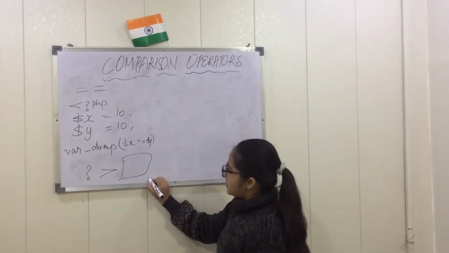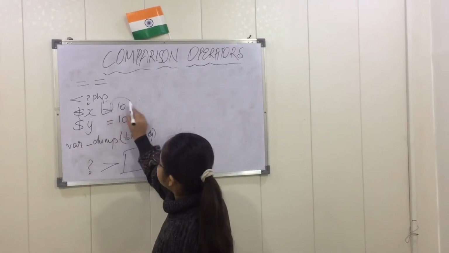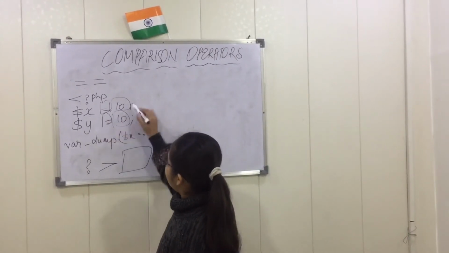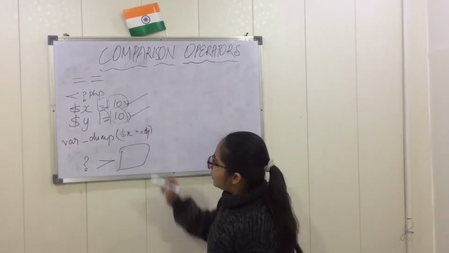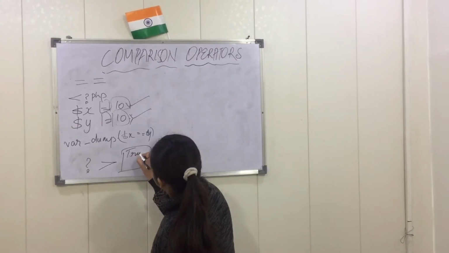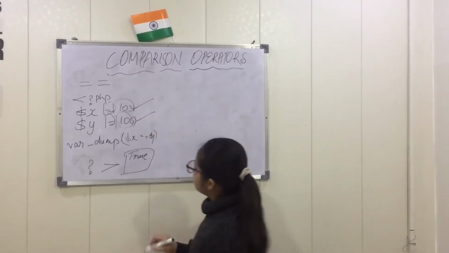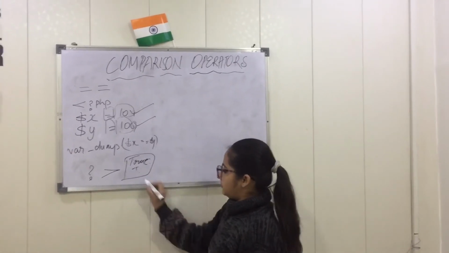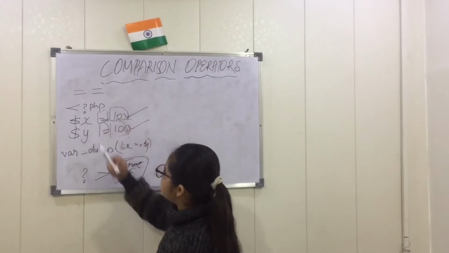So here is our display screen. What we are checking is whether these two values are the same or not. These two variables are the same, so here true will be printed. If I take 100 here, it becomes false. So this is used to compare using these two signs.